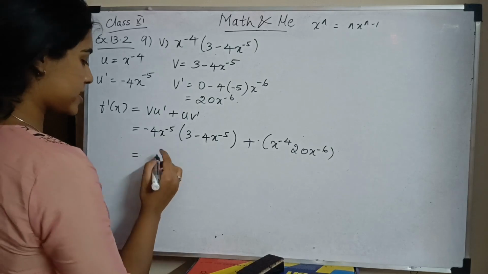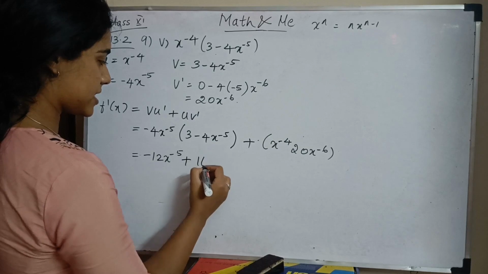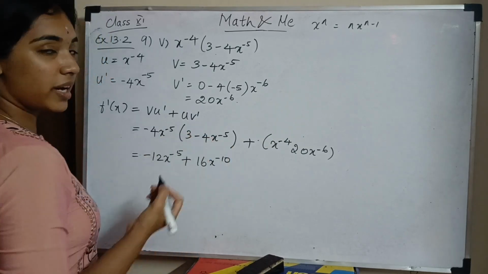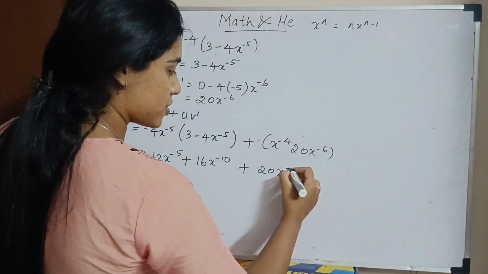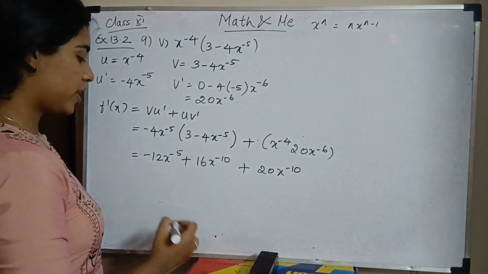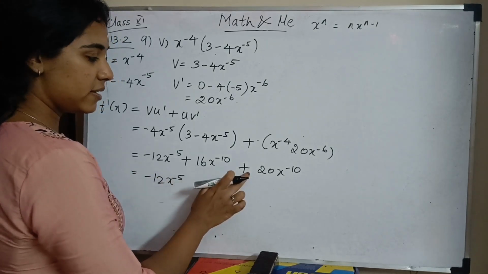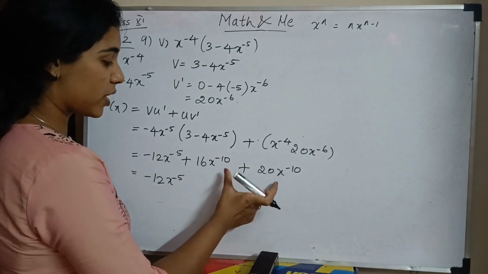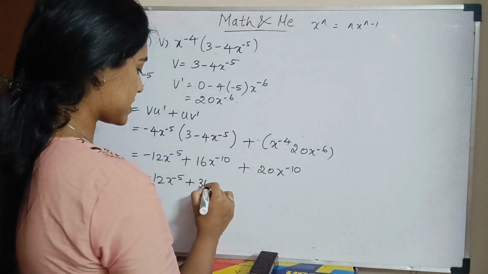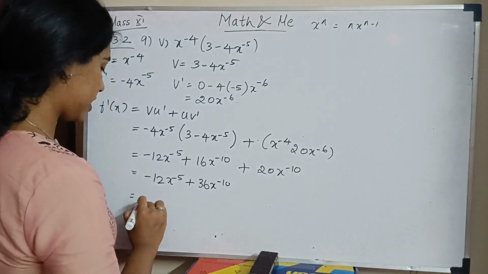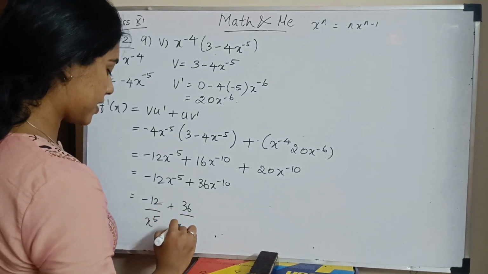So what do you have? 4 threes are 12. Minus 12 x to the minus 5. Minus into minus is plus, so it is 16 x to the minus 10, since minus 5 minus 5 is minus 10. Plus you have 20 times x to the minus 10. So what do you have in total? You have minus 12 x to the minus 5. Here plus 16 plus 20 x to the minus 10. So you have the same powers, so 16 plus 20 is plus 36 x to the minus 10. So what is your final answer? Minus 12 divided by x to the 5 plus 36 divided by x to the 10.